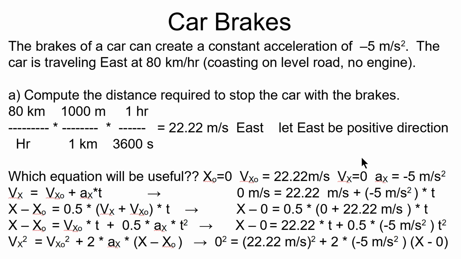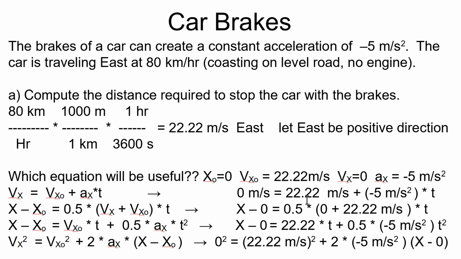The final velocity of the car, while we're using brakes, the final velocity of the car will be 0. We want to know how long it takes to stop the car. Our initial velocity is 22.22 meters per second, a positive value because east is positive. Well, which equation will you pick? Well, if you start putting numbers into these, we want to know the distance required. We want to know what x is.